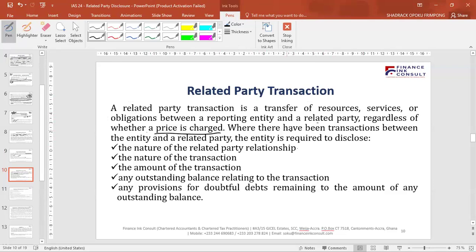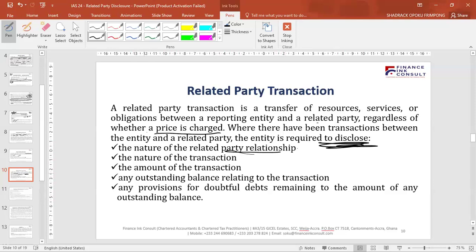So where there have been transactions between the entity and a related party, the entity is required to disclose, one, the nature of the related party relationship. So I sold goods to my parent, I sold goods to my subsidiaries. The nature of the transaction. So that would be the transfer of goods. Defining the relationship has to be the parent and subsidiary relationship.